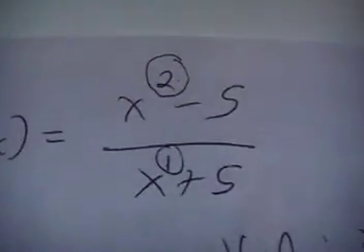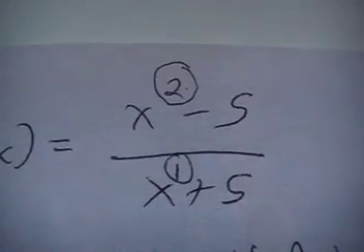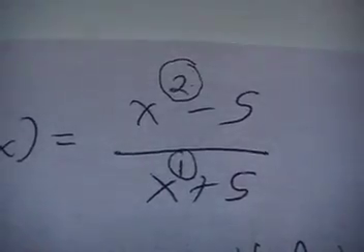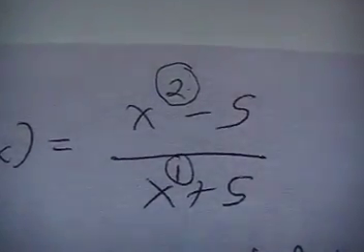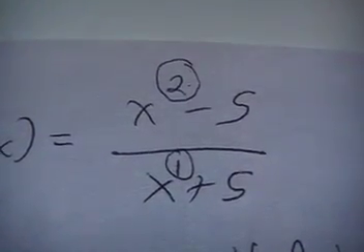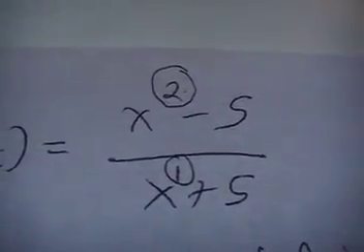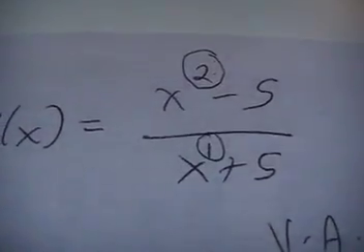And the only time it can happen is not only when the top is bigger, but the top has to be bigger by just 1. Here the top is 2, the bottom is 1, that's 1 bigger in the top. If the top was 3 and the bottom was 1, then there would also be no oblique asymptote. But here there will be one because the top has 1 degree bigger than the bottom.